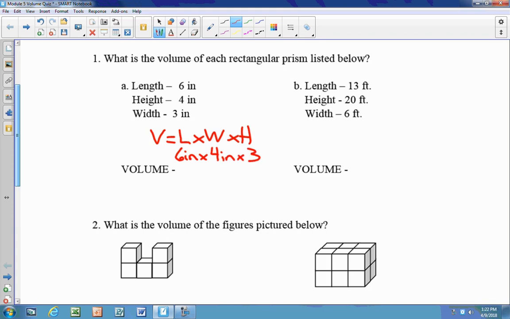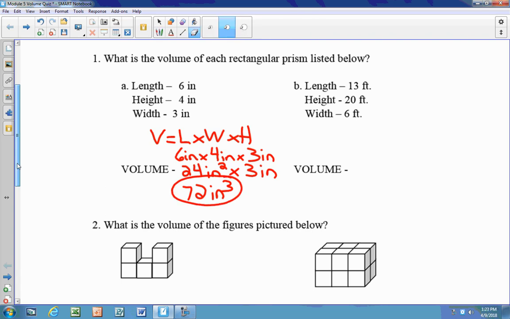And when we multiply that all together, we get 6 times 4 is 24 inches cubed at that point, times 3, and we have to keep going. And then 24 times 3, we end up with 72 inches cubed. And we have to make sure that we have inches cubed. If we don't have inches cubed down, then we're going to lose points on it. And I'm going to circle that so the teacher can find my answer.